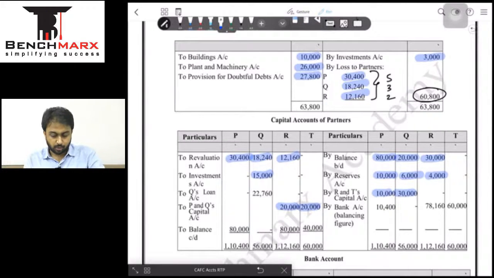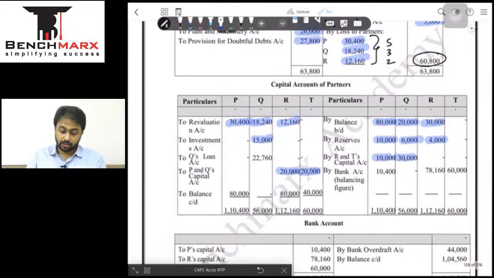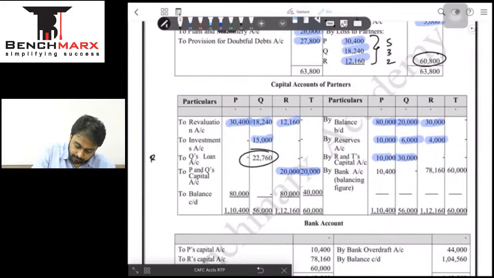ठीक है, ये भी अपना हो चुका है. Now we will close the outgoing partner Mr. Q, and balancing figure जो भी आएगा we will not pay because the question has said amount is transferred to his loan account. So this balancing figure is transferred to his loan and this is going to come in the balance sheet as an outside liability.